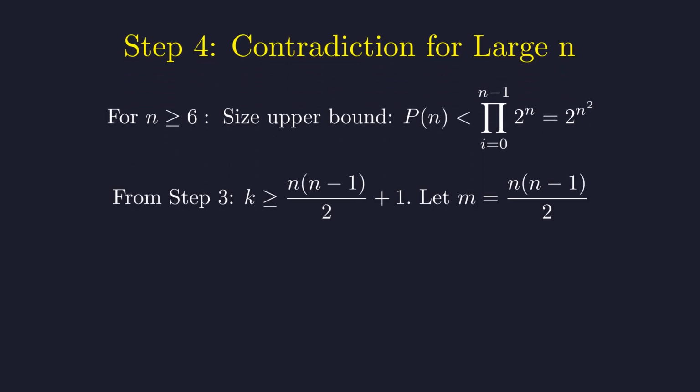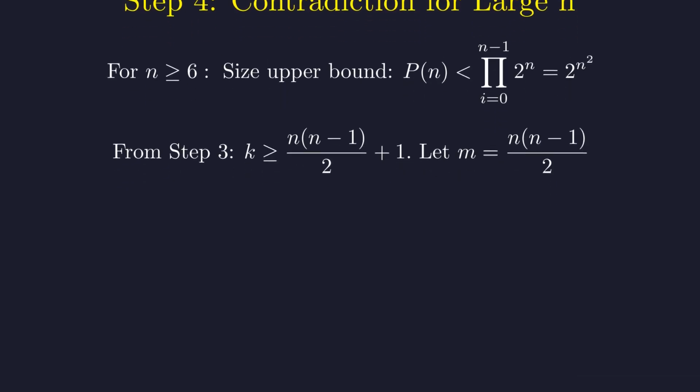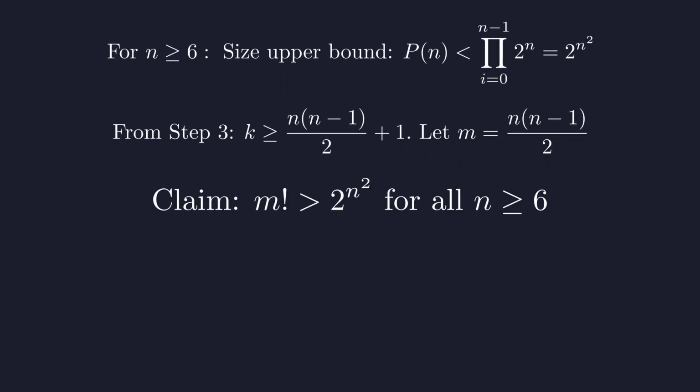Recall our lower bound for k from the previous step. For simplicity, we'll let the letter m represent the quantity n times n minus 1, all divided by 2. Our constraint tells us that k must be greater than or equal to m plus 1. Here is the claim that will lead to our contradiction. For all n greater than or equal to 6, m factorial grows much faster than our upper bound and is, in fact, greater than 2 to the power of n squared. This can be proven by induction, or for those interested, by using an analytic tool like Stirling's approximation.